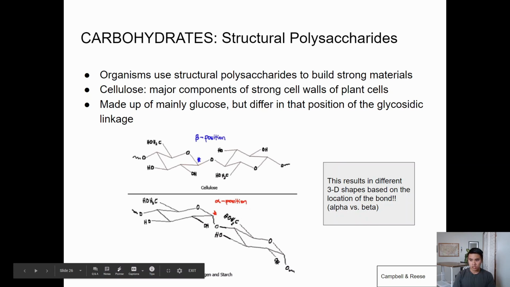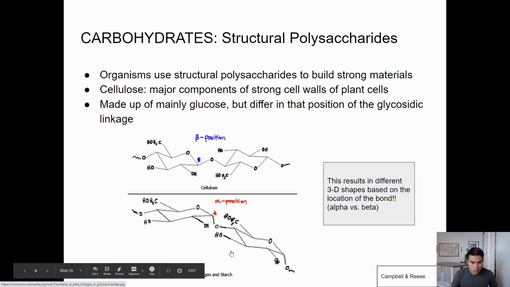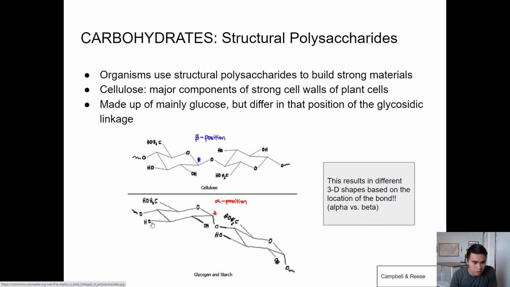So with glycogen and starch, we have different shapes. We have it if it's in the alpha position. If you look at the alpha position, this is why I said the number of the carbon is important. If you look at the number of the carbon, you have a 1 carbon right here, and if you look at this one, you have a 1, 2, 3, 4. So that's the 4th carbon. So 1,4 carbon.